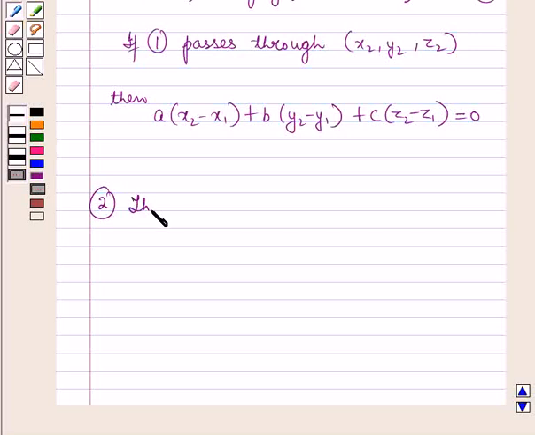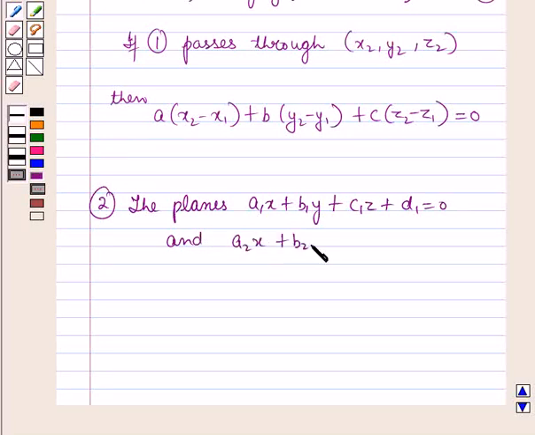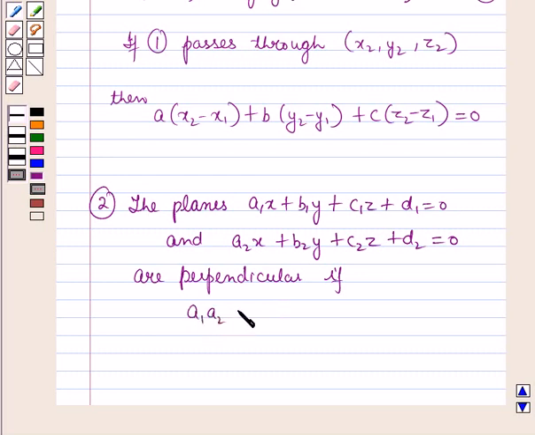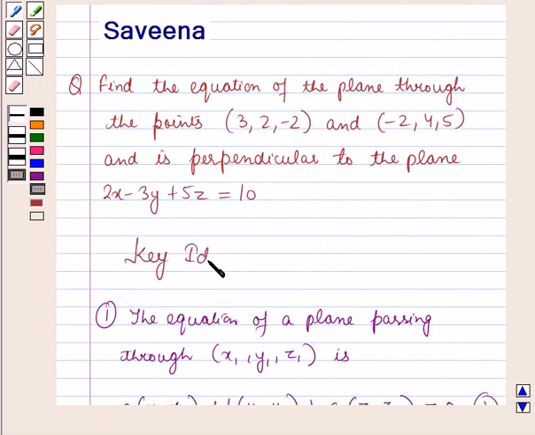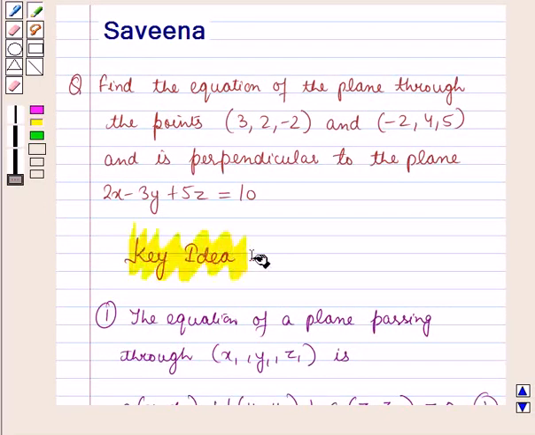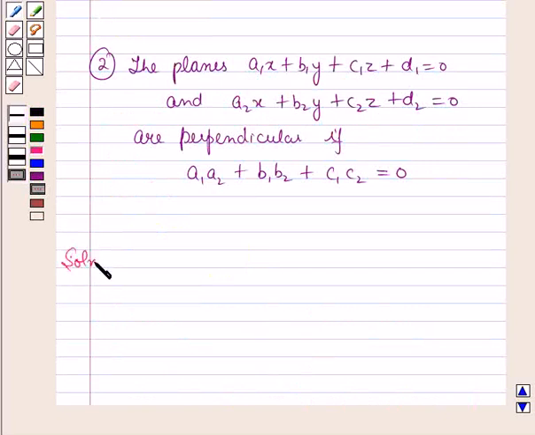And secondly, the planes a1x + b1y + c1z + d1 = 0 and a2x + b2y + c2z + d2 = 0 are perpendicular if a1a2 + b1b2 + c1c2 = 0. Now these results will work as a key idea for solving this question. And now we will start with the solution.